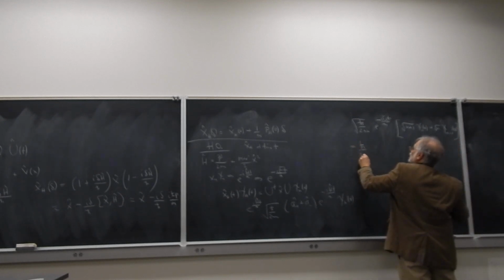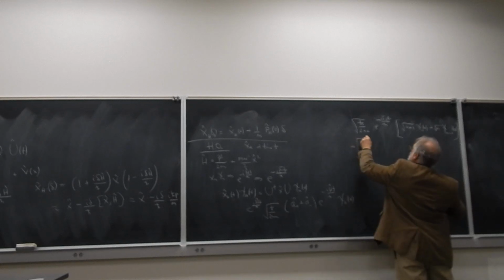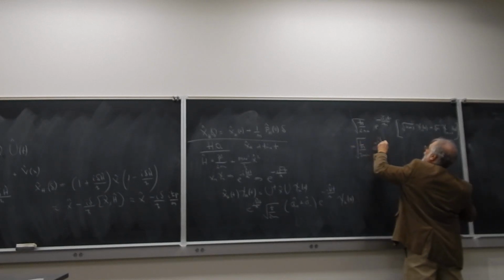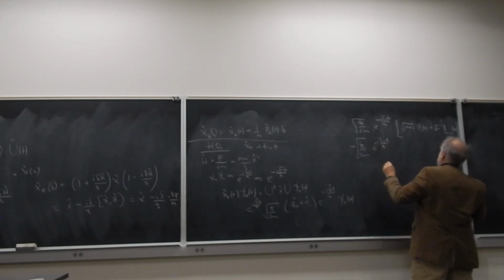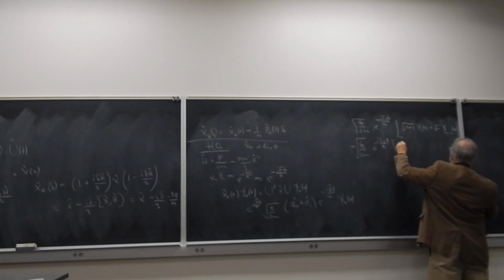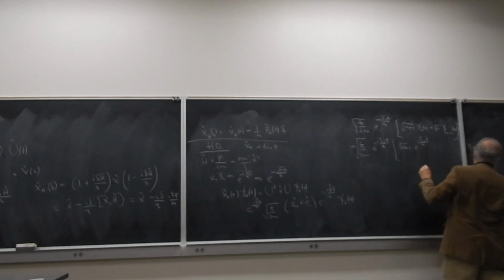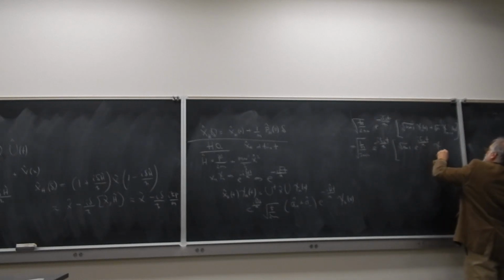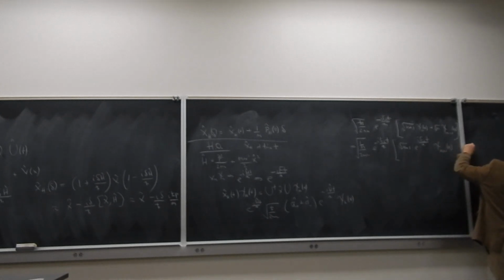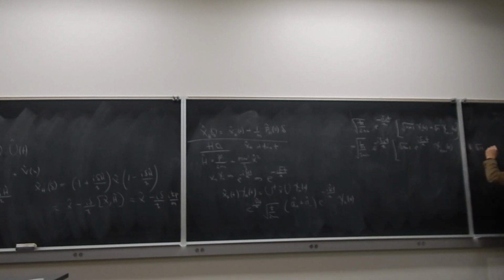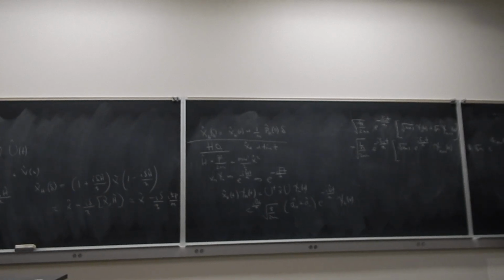Okay, it's the square root of h bar over 2m omega times: square root of n plus 1 e to the i E sub n t over h bar times psi sub n plus 1 of x, plus square root of n e to the i E sub n minus 1 times t over h bar psi sub n minus 1 of x.